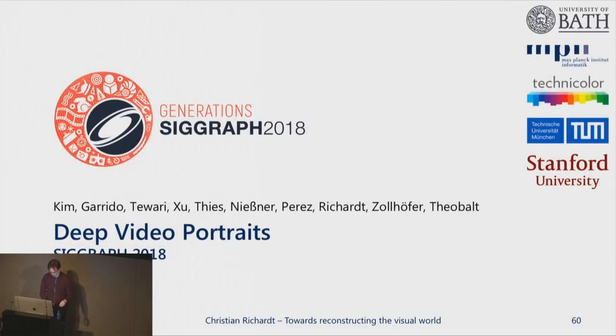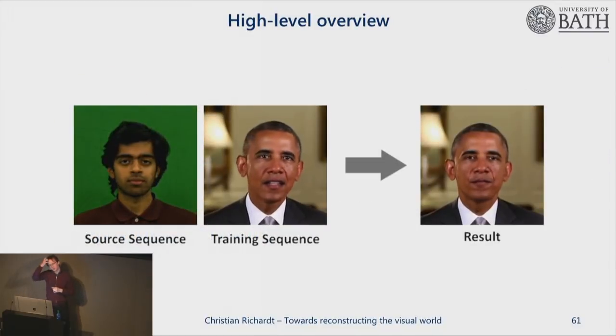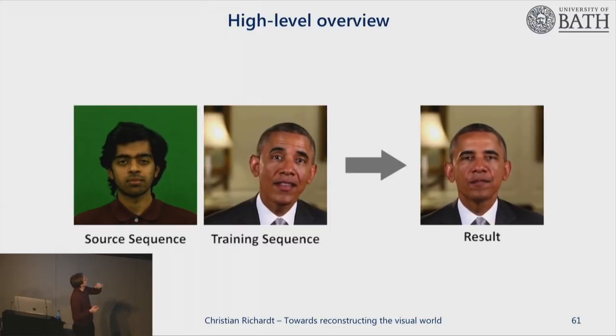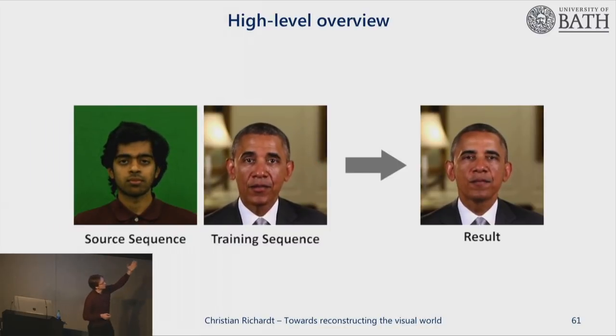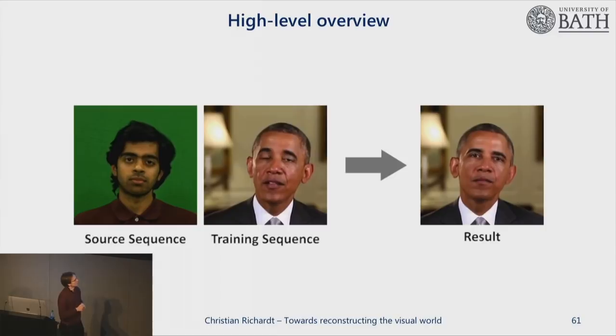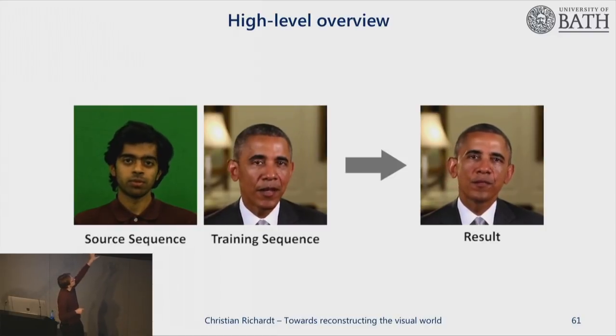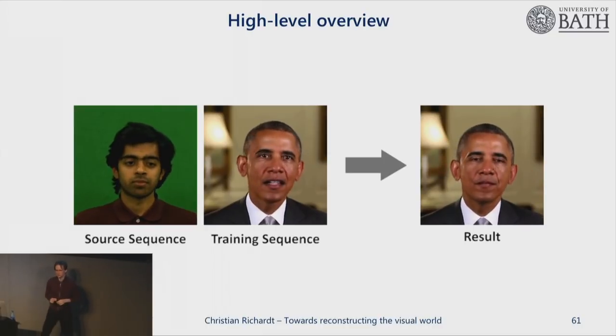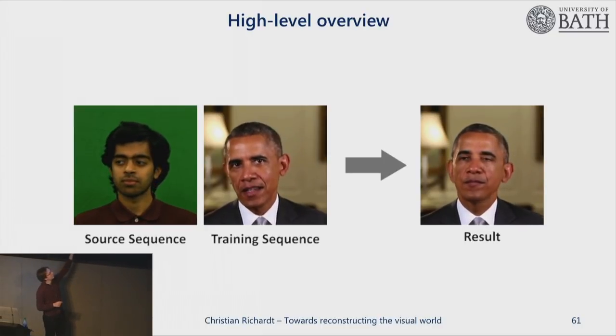To our upcoming SIGGRAPH paper called Deep Video Portraits. This is a collaboration with a few different groups, mostly at Max Planck, but also Technicolor, Technical University of Munich, and Stanford University. What we are trying to do is to resynthesize a face from a source sequence and a training sequence, or target sequence. So we want to transfer the expressions and pose from one video into the video of another person. For example, here we make Obama move his head according to our source sequence.